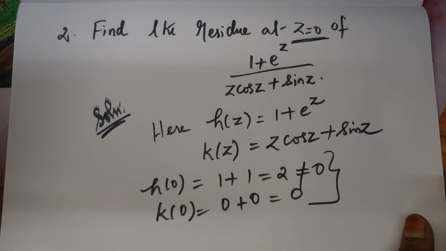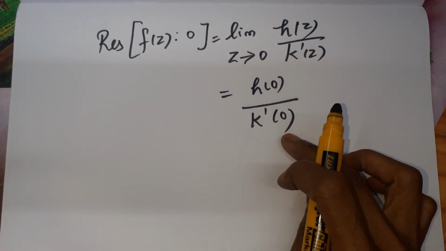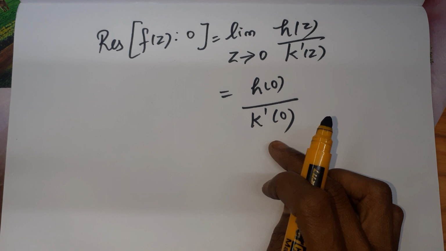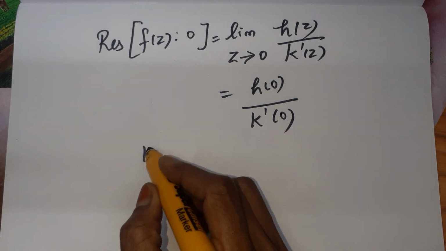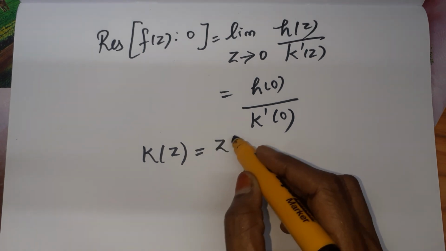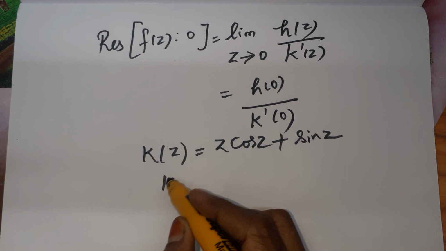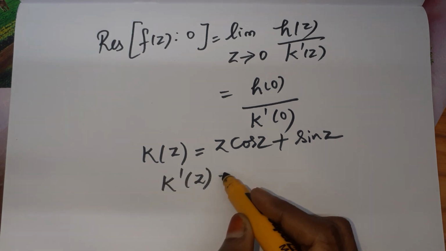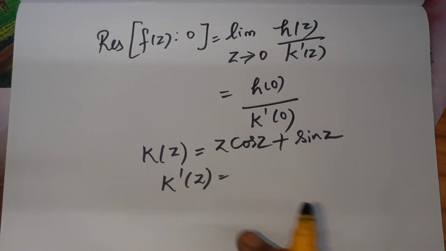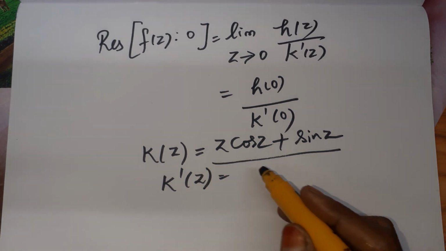What is the formula we have? The formula is residue of f of z at the pole, here it is 0, equal to h of 0 by k dash of 0. For that, first we have to find what is k dash of z. What we have for k of z? K of z is equal to z cos z plus sin z. We have to find the derivative of k of z, that is k dash of z. We have to differentiate this with respect to z.